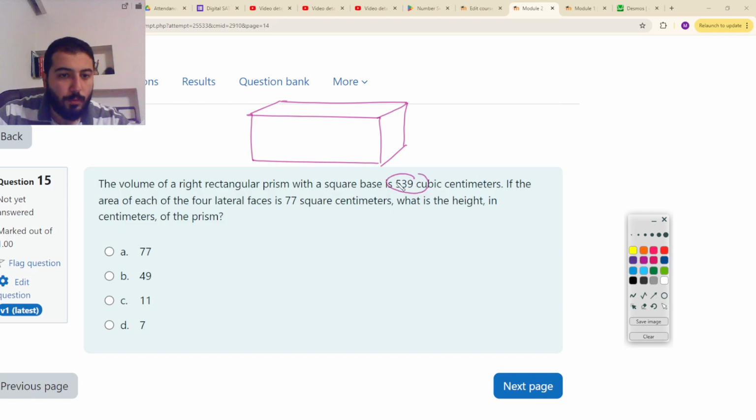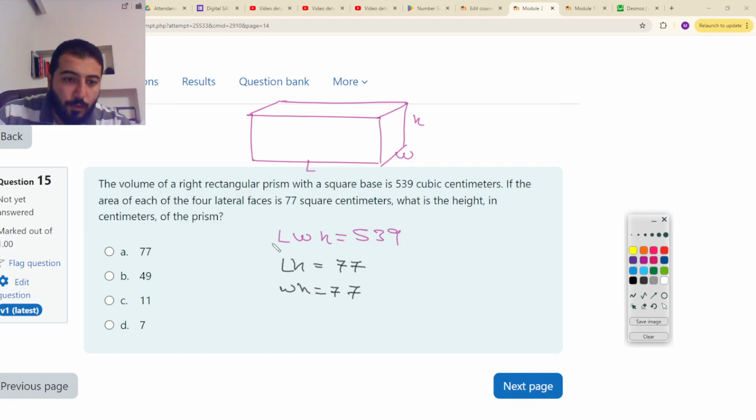So we have the volume: length times width times height is 539. We have the length times height equal to 77, and the width times height equal to 77. From here, we can solve those three equations together to get the value of the height. We have three unknowns in the three equations.